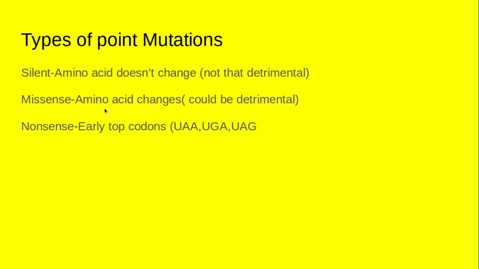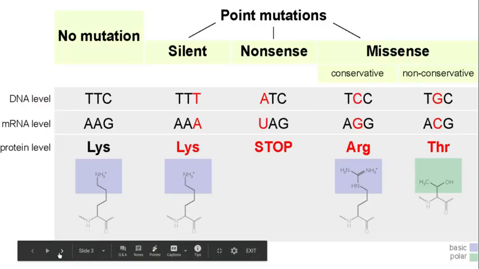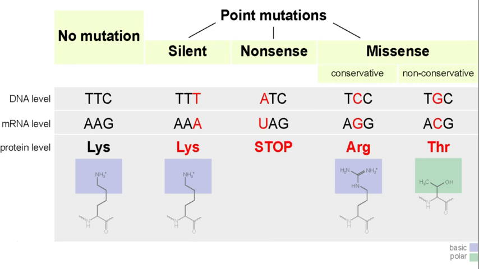So yeah, if I had to rank the most detrimental, it would be nonsense, missense, and silent. Here's just a picture of point mutations. As you can see in silent mutation, the amino acid stays the same, nonsense, stop codon, and then missense, different amino acids.